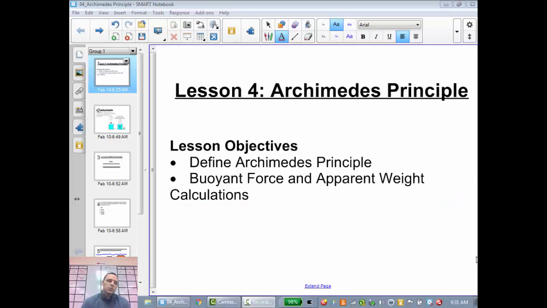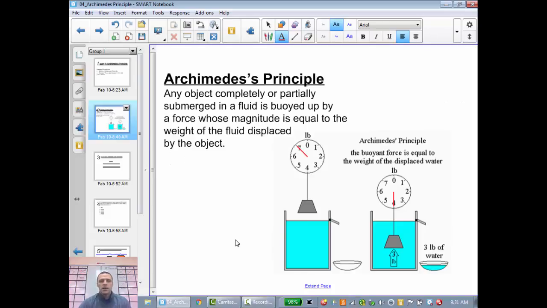This lesson is almost a continuation of lesson 3, where we have to use some of the key ideas of buoyant force and displaced fluids to understand Archimedes' principle. So here we go. Just to state Archimedes' principle: any object completely or partially submerged in a fluid is buoyed up by a force whose magnitude is equal to the weight of the fluid displaced by the object.